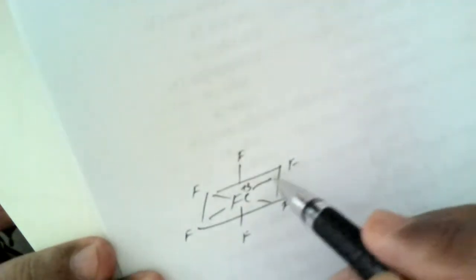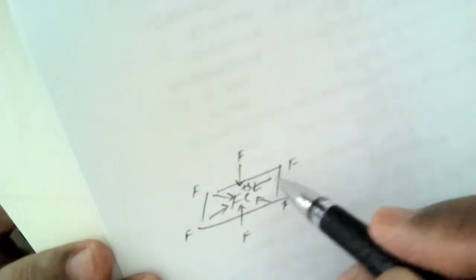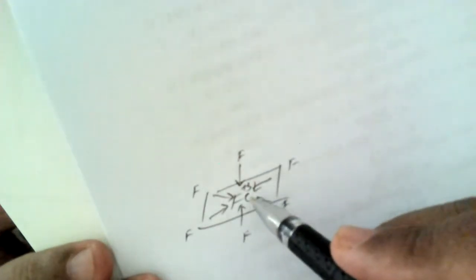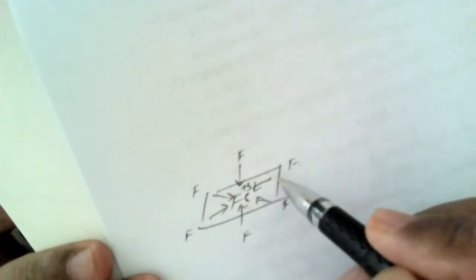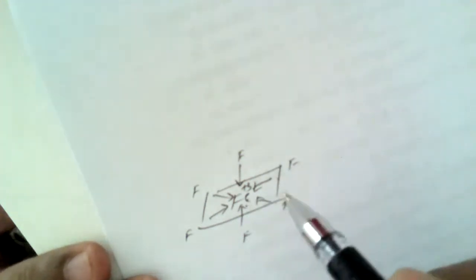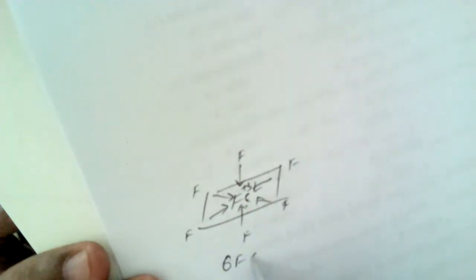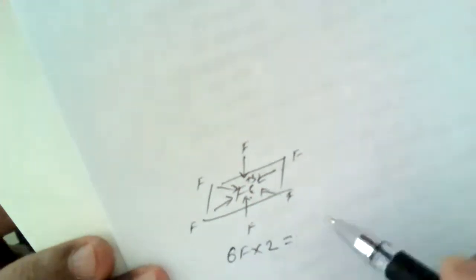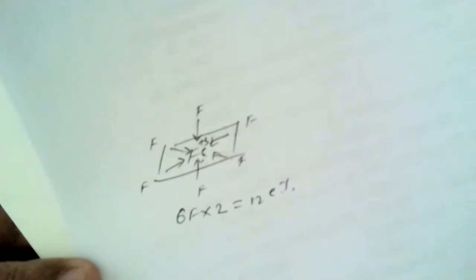So these 6 fluorides contribute 2 electrons each for the formation of such a complex. Here, the head of the arrow indicates the acceptor atom, iron, which accepts electrons, while the tail of the arrow indicates the donor atom. So fluorine donates electrons. So 6 fluorides each donate 2 electrons. The total number of electrons is 12, which are to be accommodated by this iron atom.